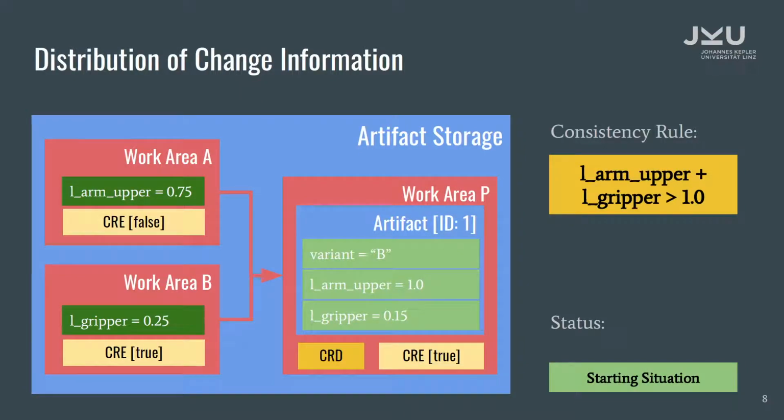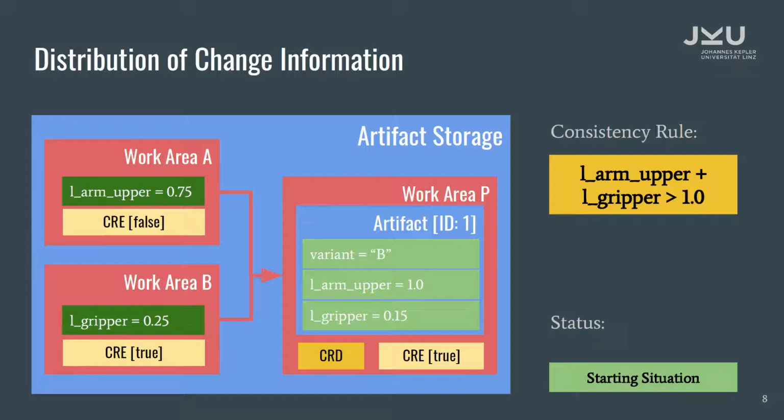Now for the distribution of change information and why it is so important, especially within this hierarchy of work areas. Here you have an example for a consistency rule. You have this property L arm upper and this property L gripper, and together those must be more than 1. So imagine this is, for example, some description for a robot arm, right? So L arm upper is the upper part of the arm and L gripper is the front gripping part, right?